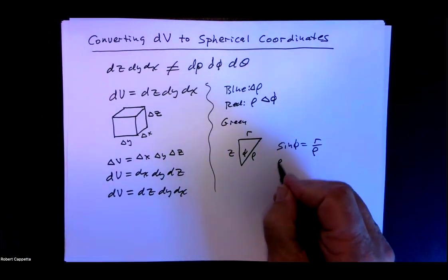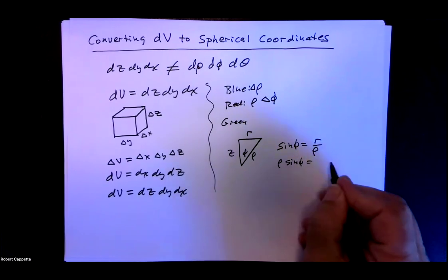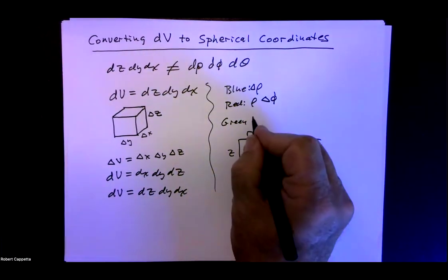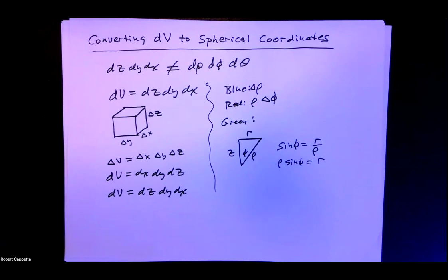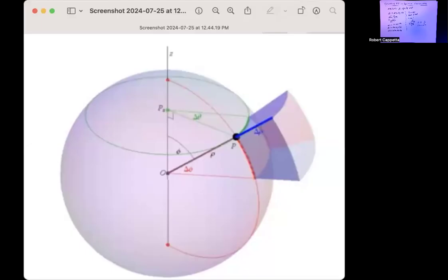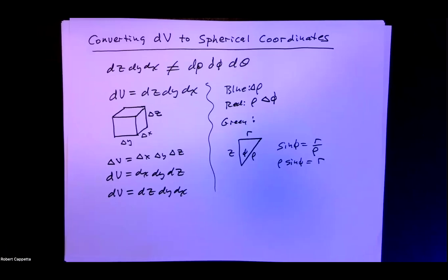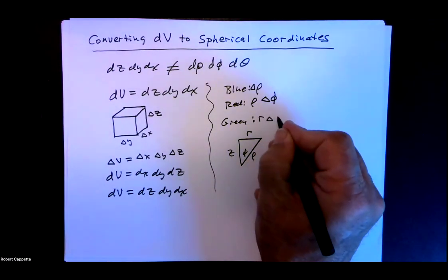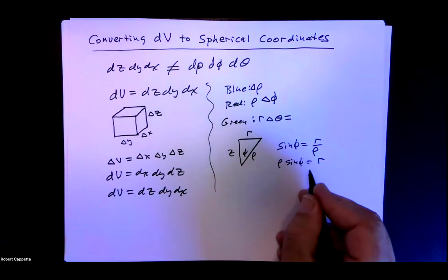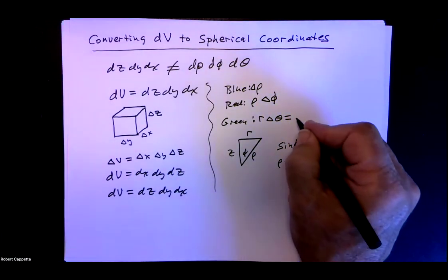So rho sine phi equals r. Now, again, our goal is to get the distance of that little green arc. So let's go back there again and look at that little green arc. What do we see there? Fine, this is r. We've established the fact that r is rho sine phi. The angle here is change in theta. We know that the arc length is radius times angle. R times change in theta will be green. So recognize that. Green is r times change in theta, but we just said r was rho sine phi, so this gets rho sine phi change in theta.